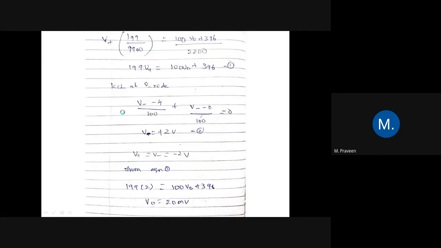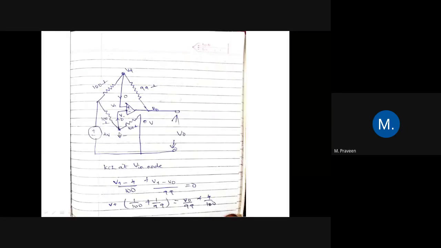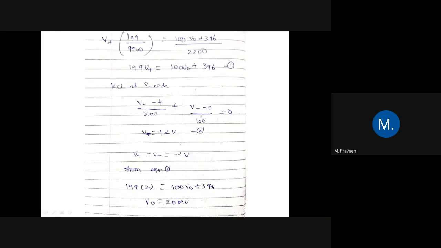And if you apply the KCL at this nodal point, you'll be getting one more equation, which is nothing but (V minus minus 4) divided by 100 plus (V minus minus 0) divided by 100, which is equal to 0. So if you simplify, you'll be getting V minus is equal to plus 2 volt. Okay, we got V minus as 2 volt.